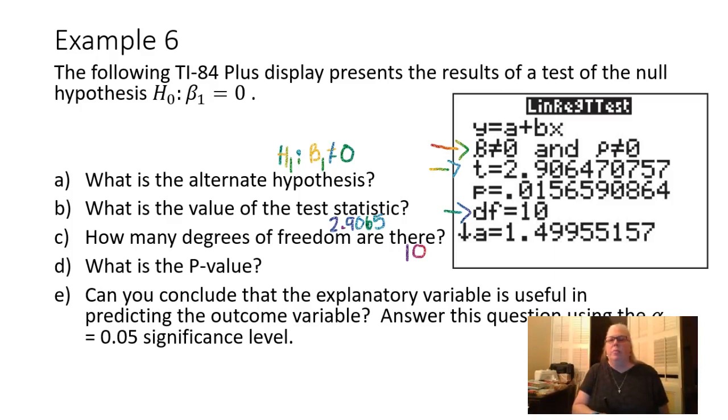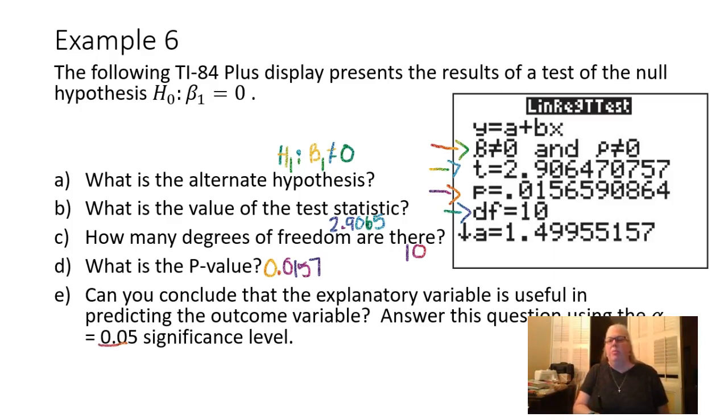Part D, what is the p-value? That one's given right here. The p equals, and again, I'm going to round this to 4 decimal places, so this is going to be 0.0157. All right, part E. Can you conclude that the explanatory variable is useful in predicting the outcome variable? In other words, are we going to reject the null hypothesis or not? Our alpha level is going to be 0.05.